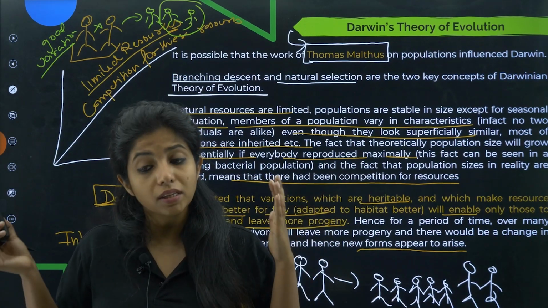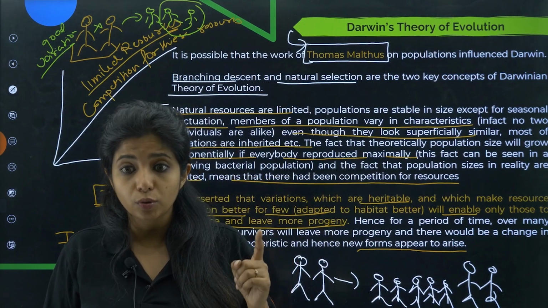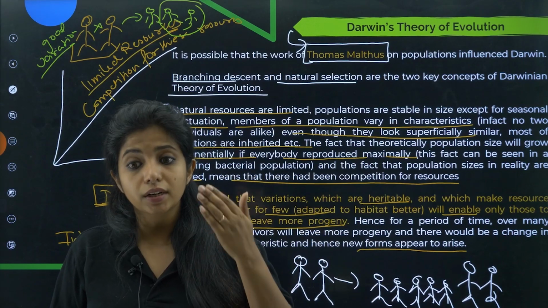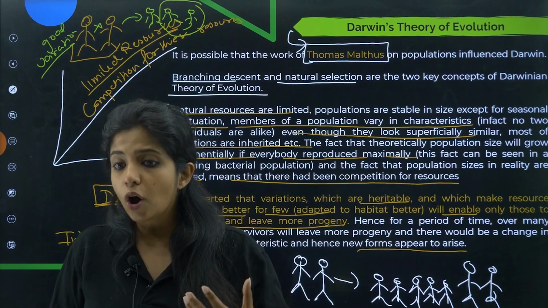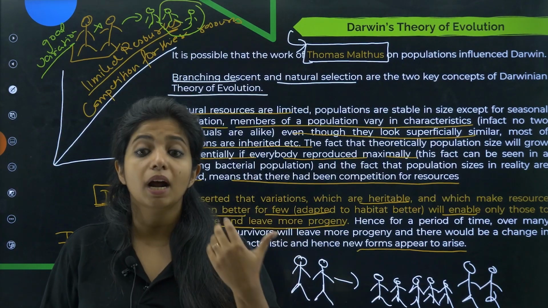But this is not happening. Why is this not happening? Probably because the natural resources that you see are limited, and if natural resources are limited, obviously competition will be there, and in competition not everyone will survive. The one who adapts better will survive.